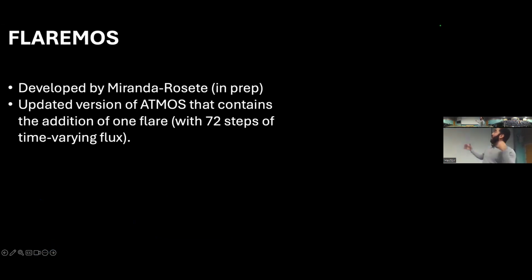So we added, there's no sound, I'm sorry, this is going to be awkward, but we added FLAREMOS. FLAREMOS is developed by Arturo Miranda. It's in prep. It's just an updated version of ATMOS. It is literally the same, and it just contains the addition of one flare with 72 steps of time varying flux. The 72 steps that Segura calculated, which I show on the right corner, are added into ATMOS to see how that affects the photochemical model.